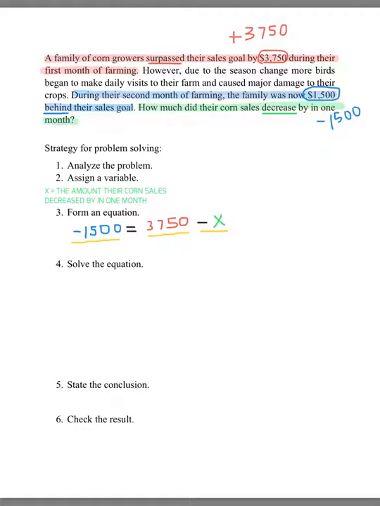We'll start off by bringing it down, so negative 1,500 is equal to 3,750 minus x. So when solving, we know we want to get the variable x by itself. On the same side as the variable is this positive 3,750. So we're going to want to eliminate it through subtraction. So we subtract both sides by 3,750.